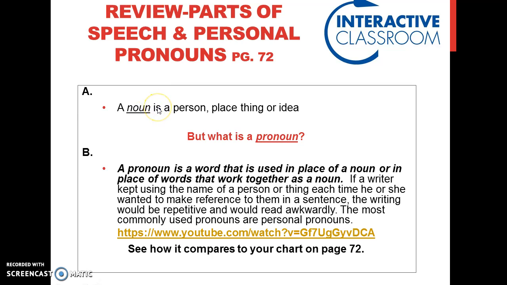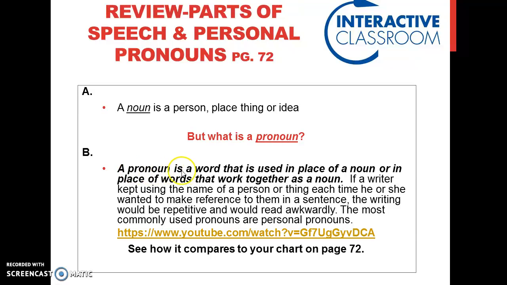Okay, we're continuing on page 72. So it says a noun, as a review, is a person, place, thing, or idea. But what is a pronoun? So you've identified a noun. We kind of did a quick intro example with that summary of the contents of A Dead Man's Pocket and how pronouns were definitely needed. So I didn't keep repeating Tom's name. But so follow along with me at point B.